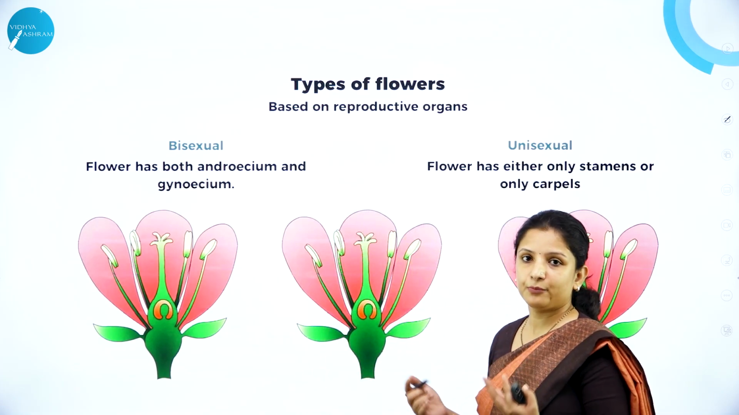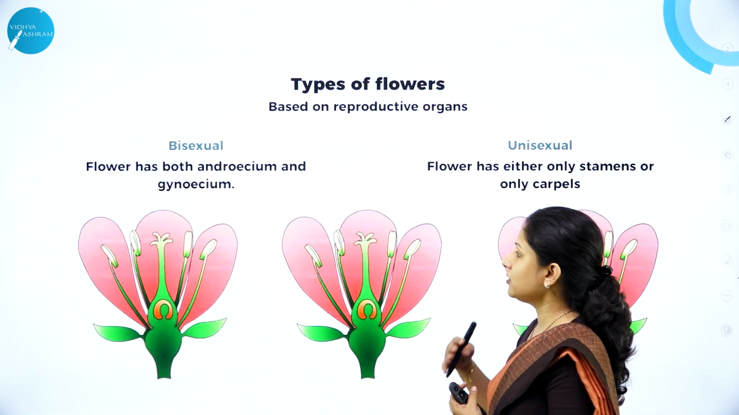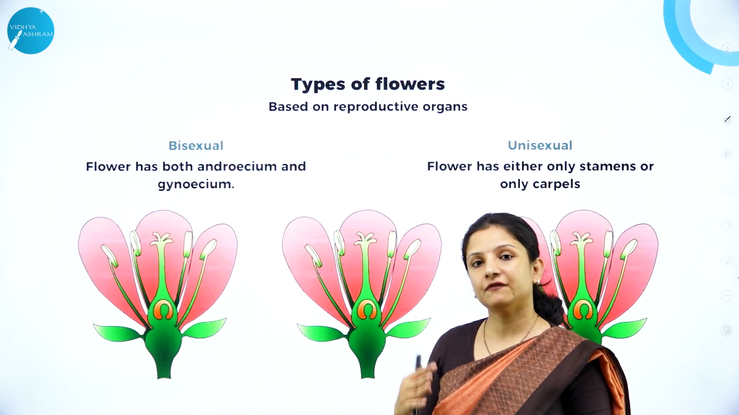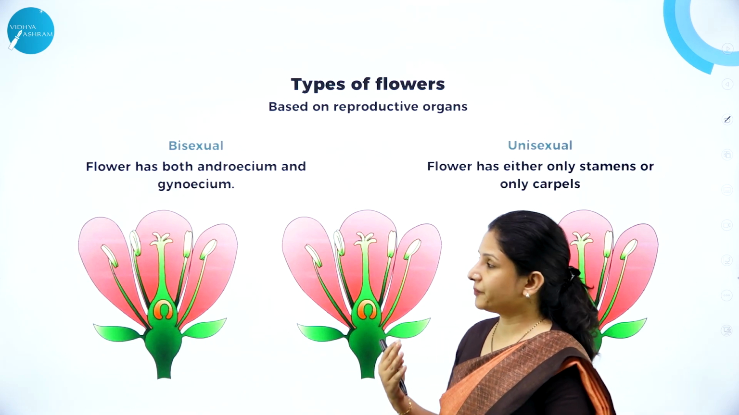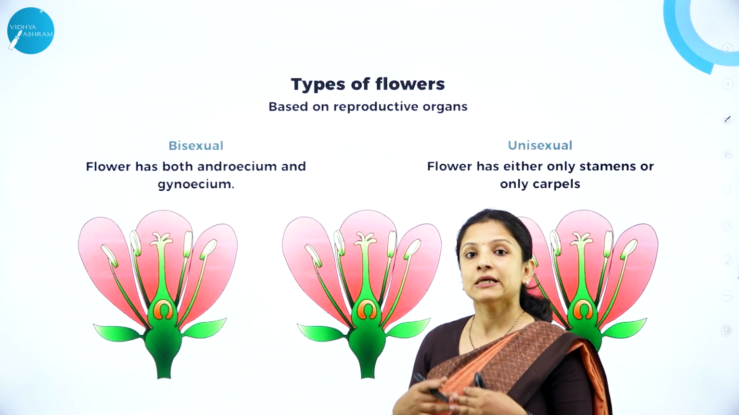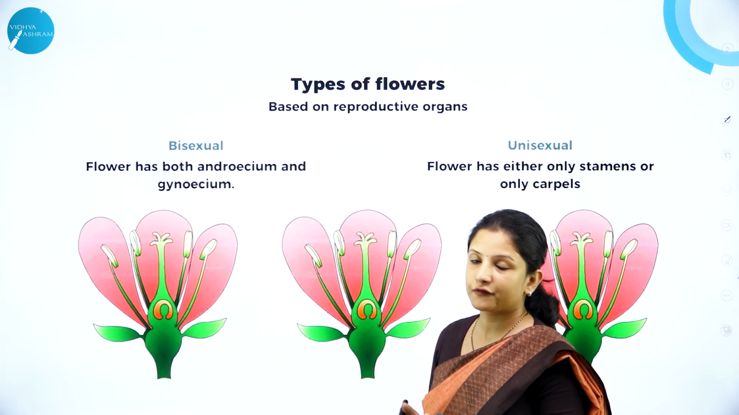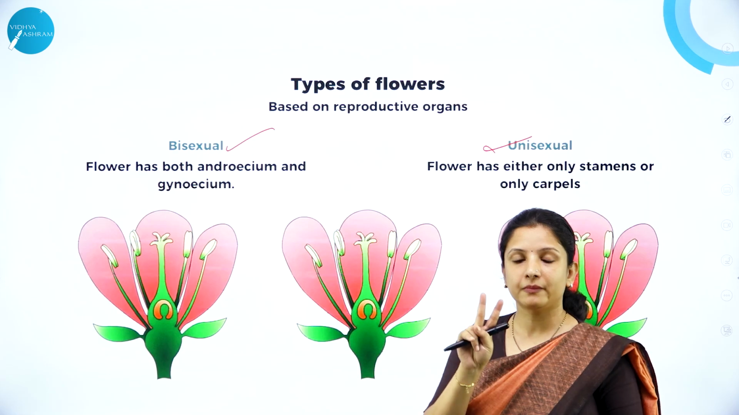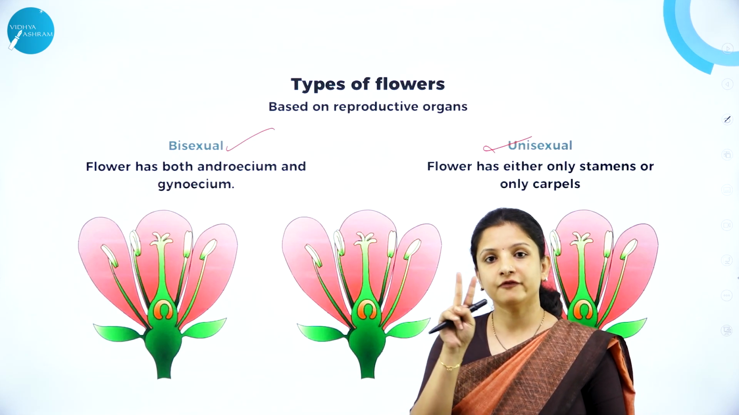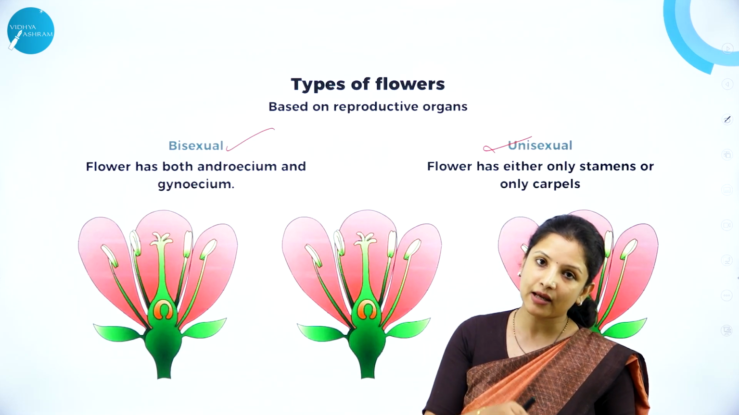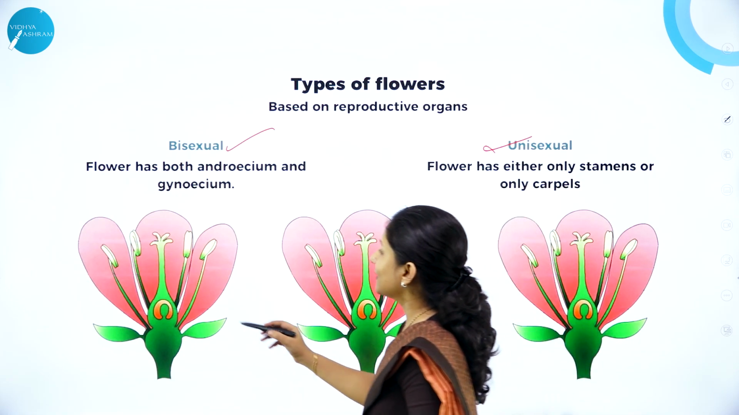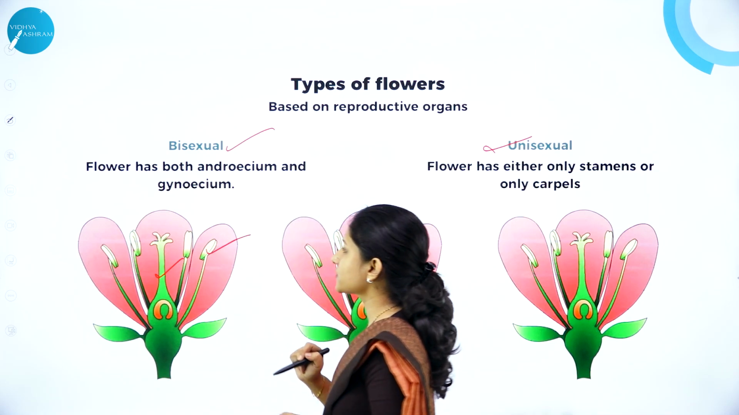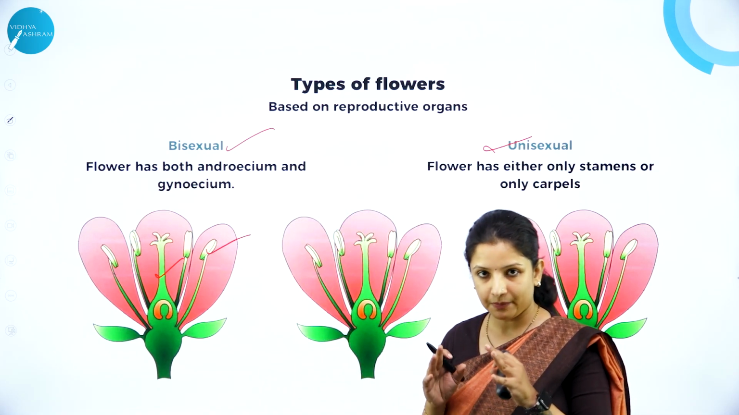So based on the type of arrangement of these parts, or based on the sexuality of the flowers and all that, the flowers are of different types. So based on sexuality or based on reproductive organs, the flowers are of two types, that is bisexual and unisexual. Bisexual, bi means two. So in one flower only, both the male and the female reproductive organ, that is the gynoecium, which is the female reproductive organ, and the androecium, which is the male reproductive organ, will be present.